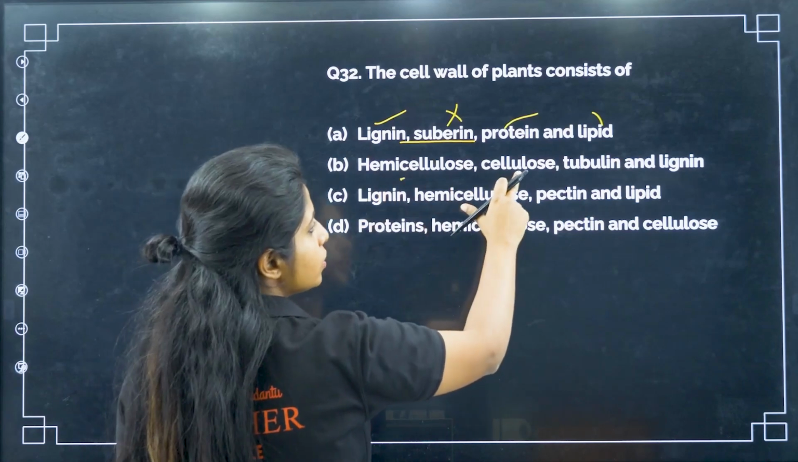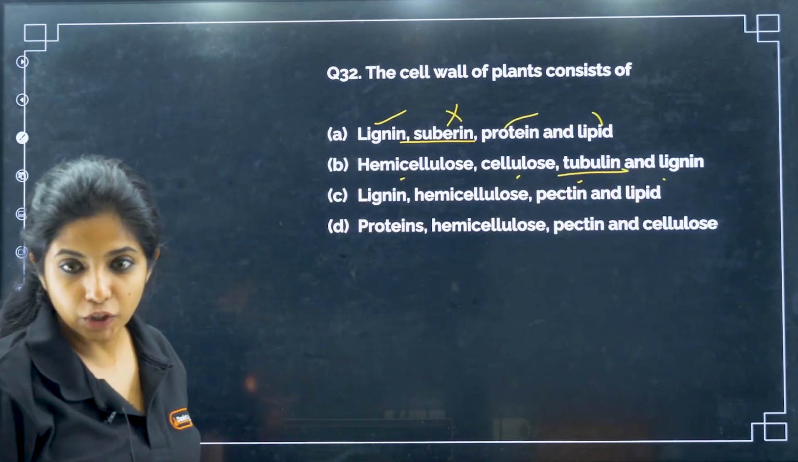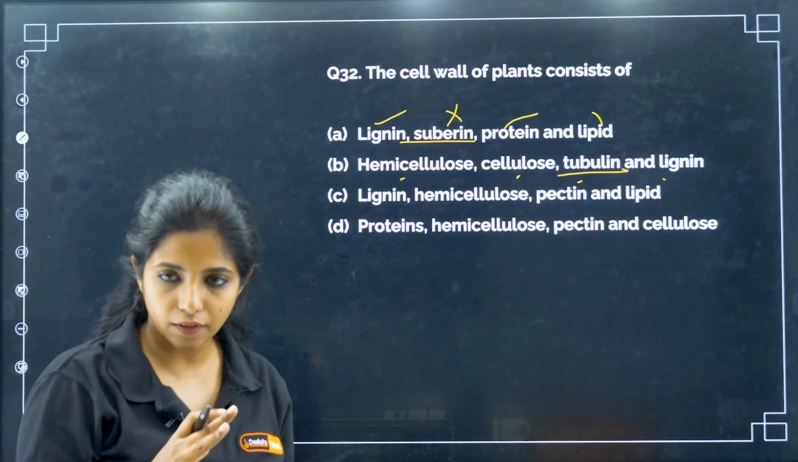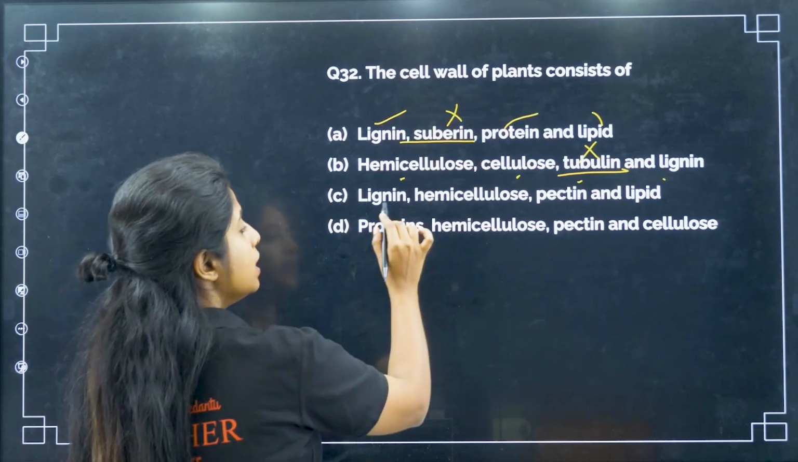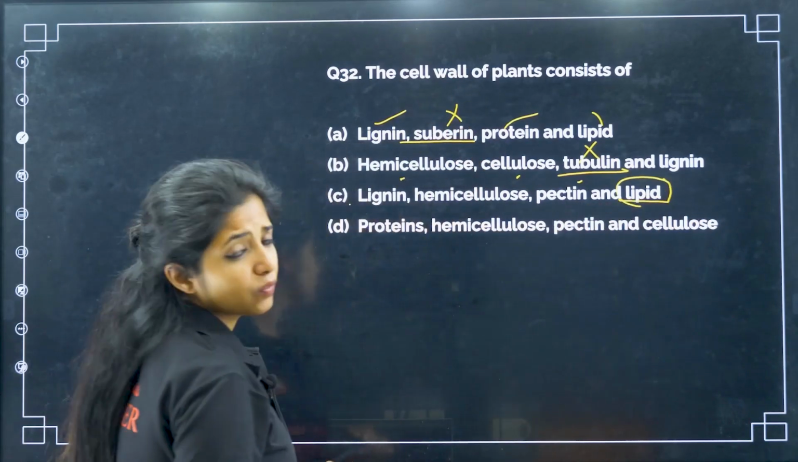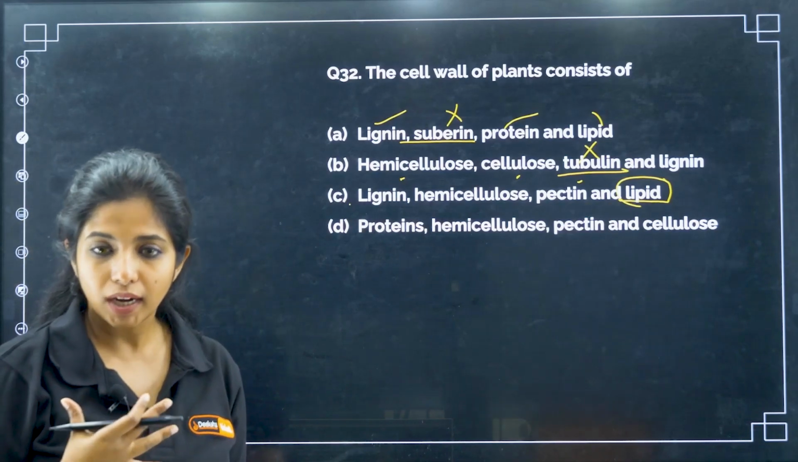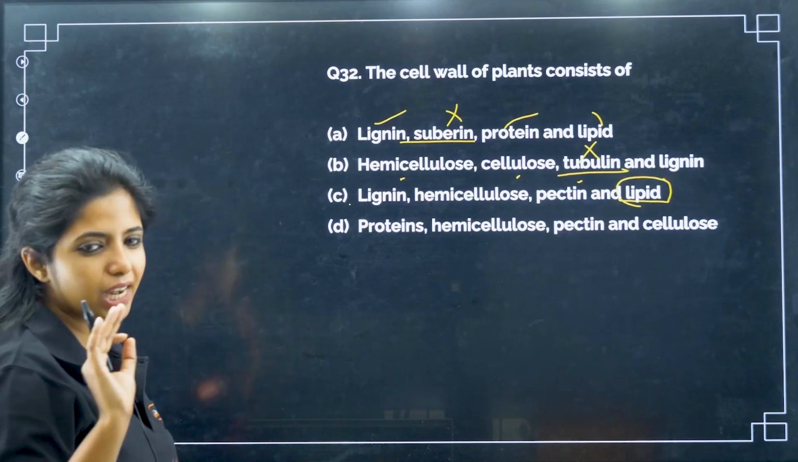Now hemicellulose, cellulose, tubulin and lignin. Tubulin is a part of cytoskeleton that provides the perfect shape for your cell and stuff like that. So tubulin again cannot be over here. It is not a part of cell wall. Lignin, hemicellulose, pectin and lipid. Over here I told you lipid is not something that is very prominent. I told you it's a part of a cell membrane, but in the cell wall very less.